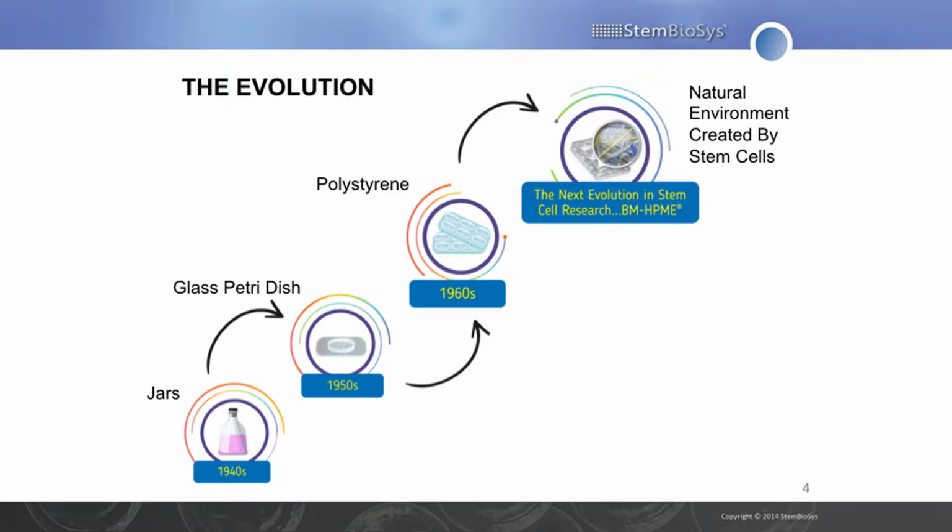Let's look at the methods for cell culture and how they've evolved over the years. Looking at this slide on the bottom left, in the 40s we were using jars a lot of times to do cell culture. Going forward to the 50s, glass petri dishes came in, and a lot of times these glass dishes were coated with different substrates, but that was the primary method of use at the time. About 10 years later, polystyrene really changed the way we did cell culture because it was very easy to produce, a very standard substrate. But that really hasn't changed much over the past 40 to 50 years. Polystyrene, as I mentioned, is a very different substrate. It's a synthetic that cells don't normally come in contact with. So what we've developed is a natural environment created by stem cells primarily for stem cell growth.